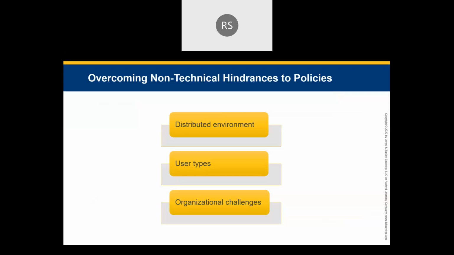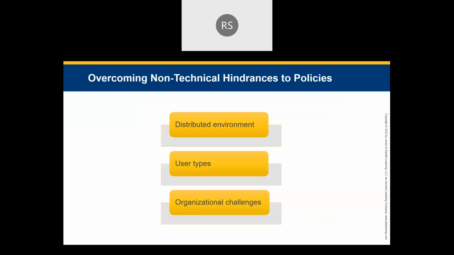So, to overcome this hindrance, organizations need to develop a comprehensive strategy that includes clear communication, standardized policies and procedures, and appropriate technology solutions that can be developed and managed across the distributed environment. Now, different user types within organizations may have unique security requirements and challenges. For example, employees with various levels of technological expertise, contractors, third-party vendors, and customers accessing organizational systems may require different access controls and security measures.